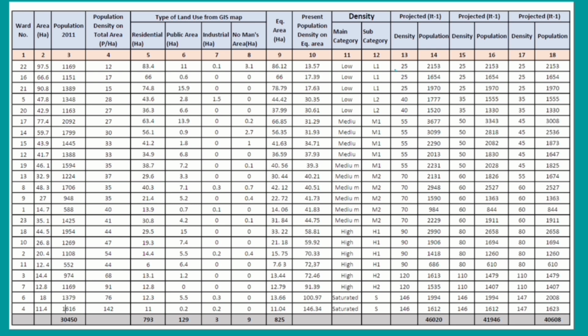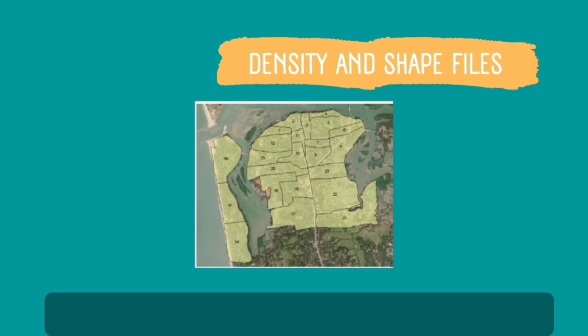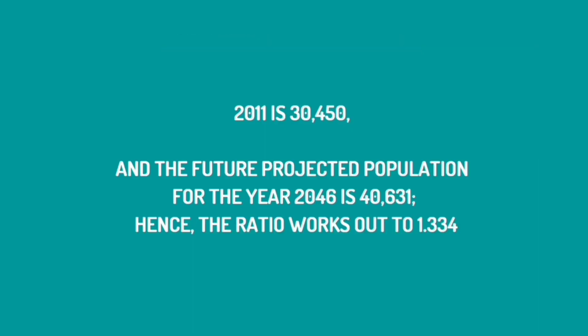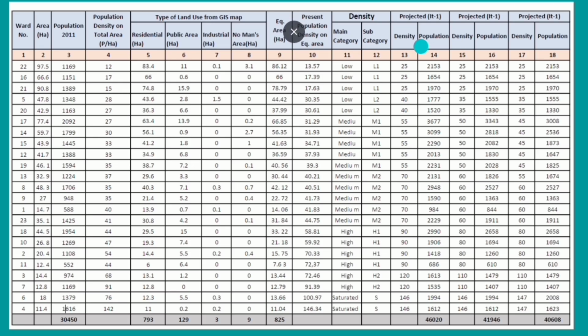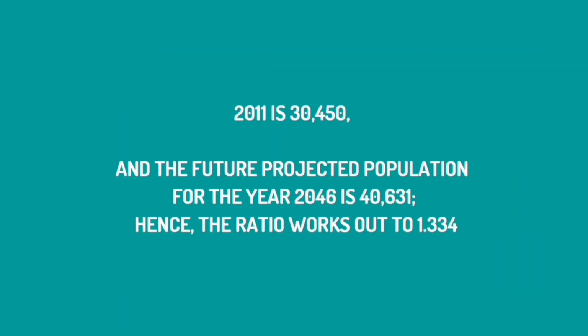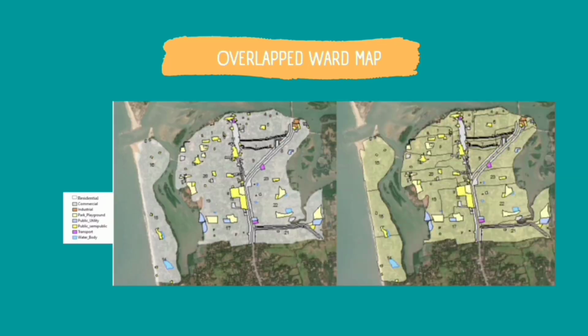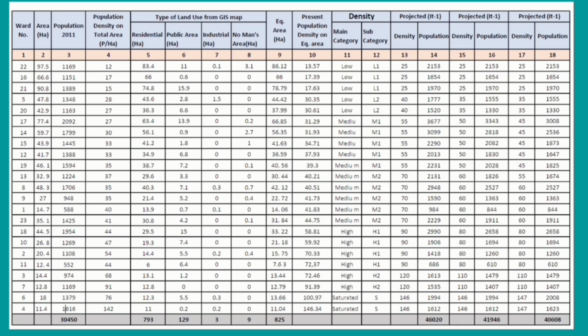So here the density has been taken as 25. So how has this 25 been reached? Let us go to the first slide. So the ratio was 1.334. Now this is the ratio of the current population to the future forecasted population. So let's say that if your density is 13.57 right now, and you multiply 13.57 by this 1.334, what value will you get? It is going to be somewhere around 18. However, for convenience we have taken this value as 25.